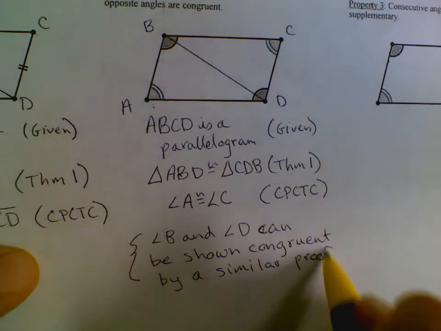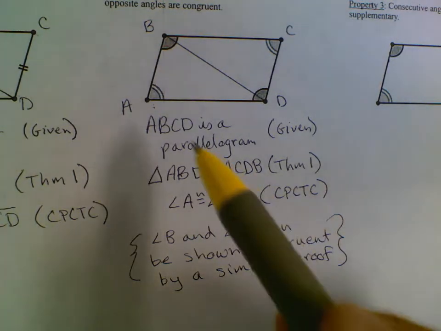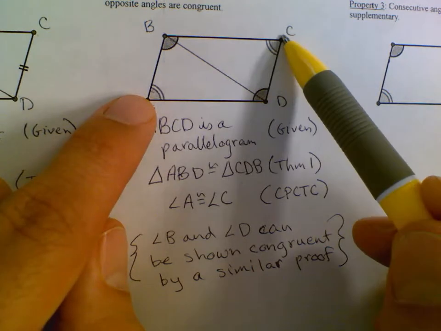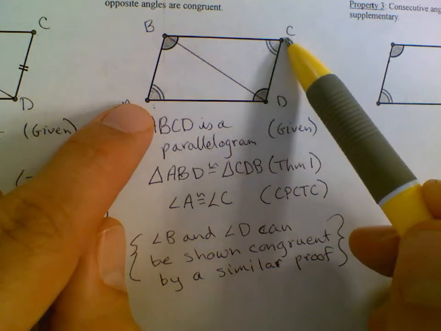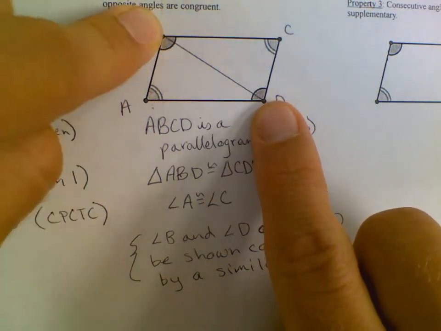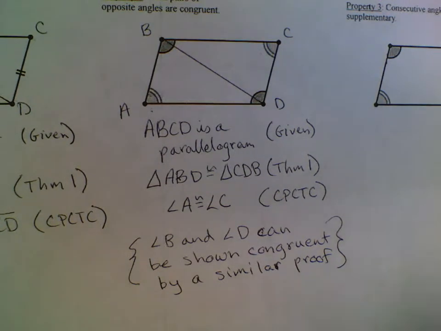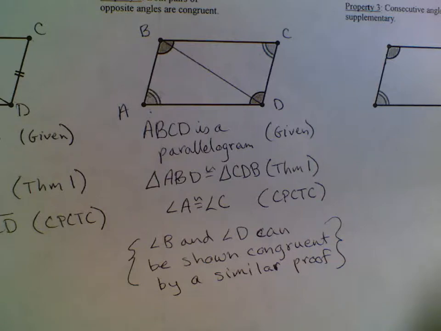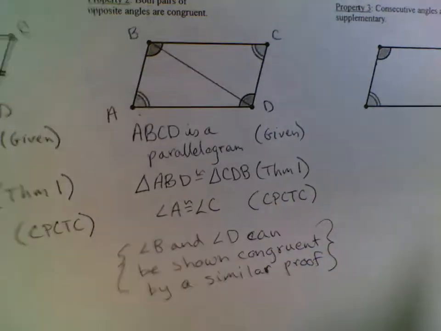What would be the only difference between that proof and this proof? Well, I'd have to draw the diagonal the other way. So if I drew the diagonal this way, do you follow me? Then I could say that angle B and D are congruent by CPCTC. Say it again. Oh yeah, triangle ABC. They would be different triangles, right?